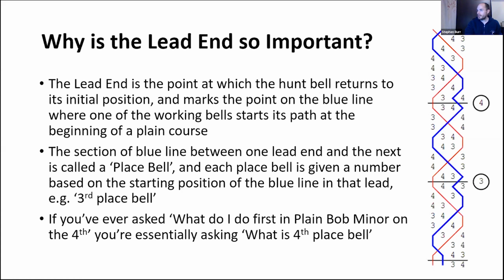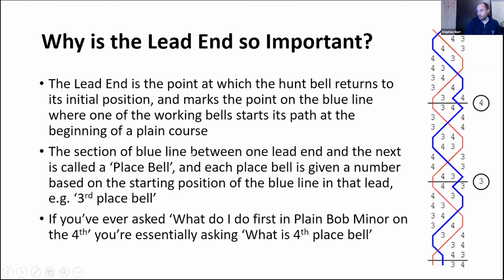So why am I claiming that this lead end is so important? Well, it's the point at which the hunt bell returns to its initial position, and it marks the point on the blue line where you transition from the work of one working bell onto the work of the next working bell. So another way of saying that is that each time you get to one of these lead ends, you're taking over from another bell where it would start on the line. So after we rung this first lead on the second, we then take over from where the fourth was at the beginning of the plain course.